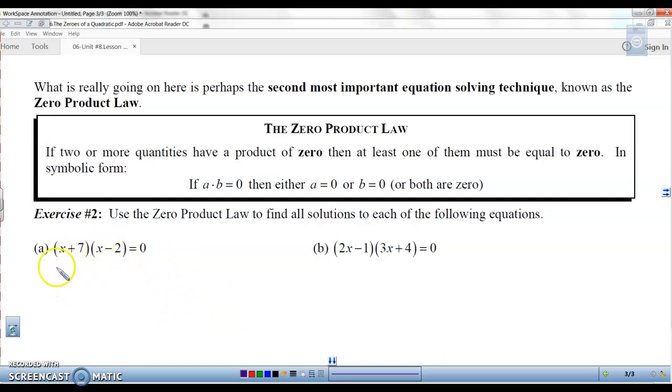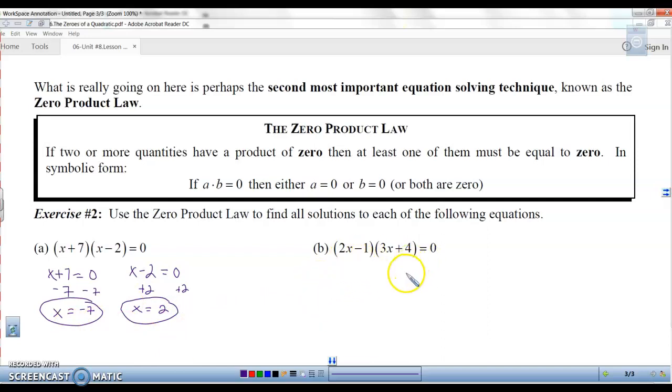So this is already factored, so we take x plus 7, set it equal to 0. x minus 2 is equal to 0. Solve this for x, and we get x is equal to negative 7. There's my first bubble. So if this is negative 7, that's going to make this bubble 0, times this is going to make it 0. All right, x minus 2 equals 0. Add 2. x is going to equal 2. So there's my two bubbles.